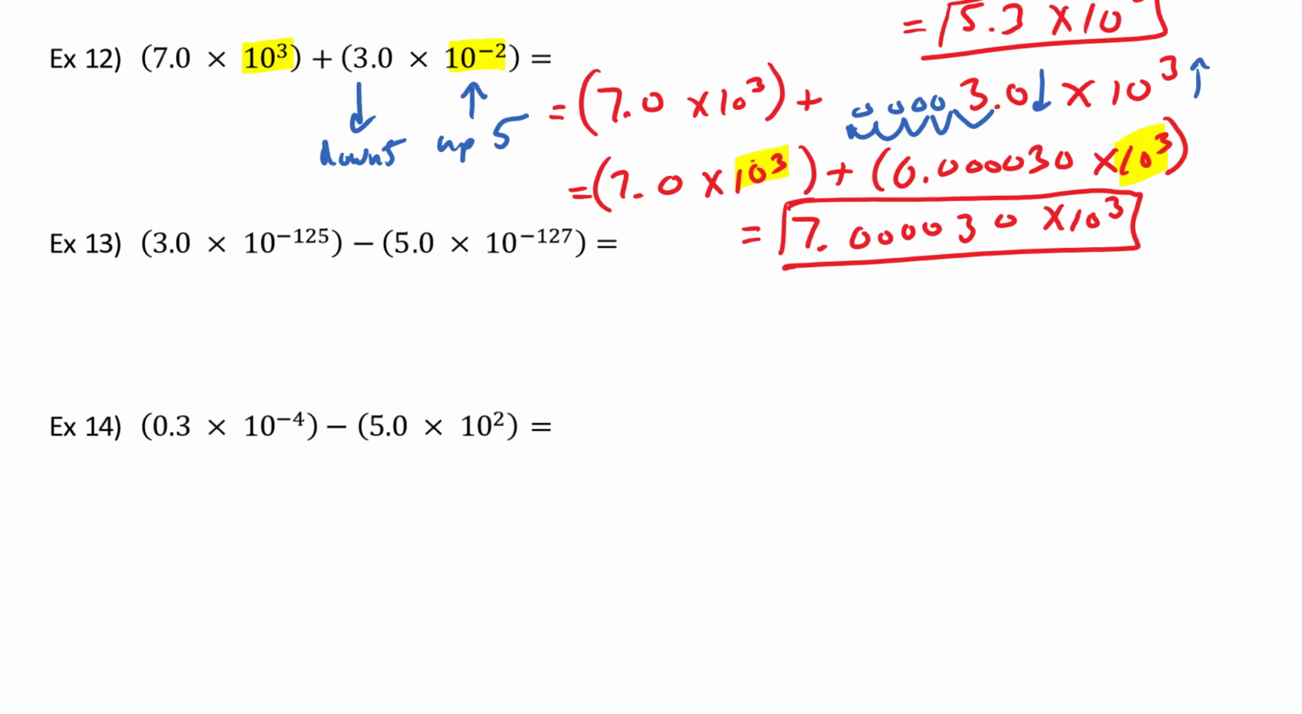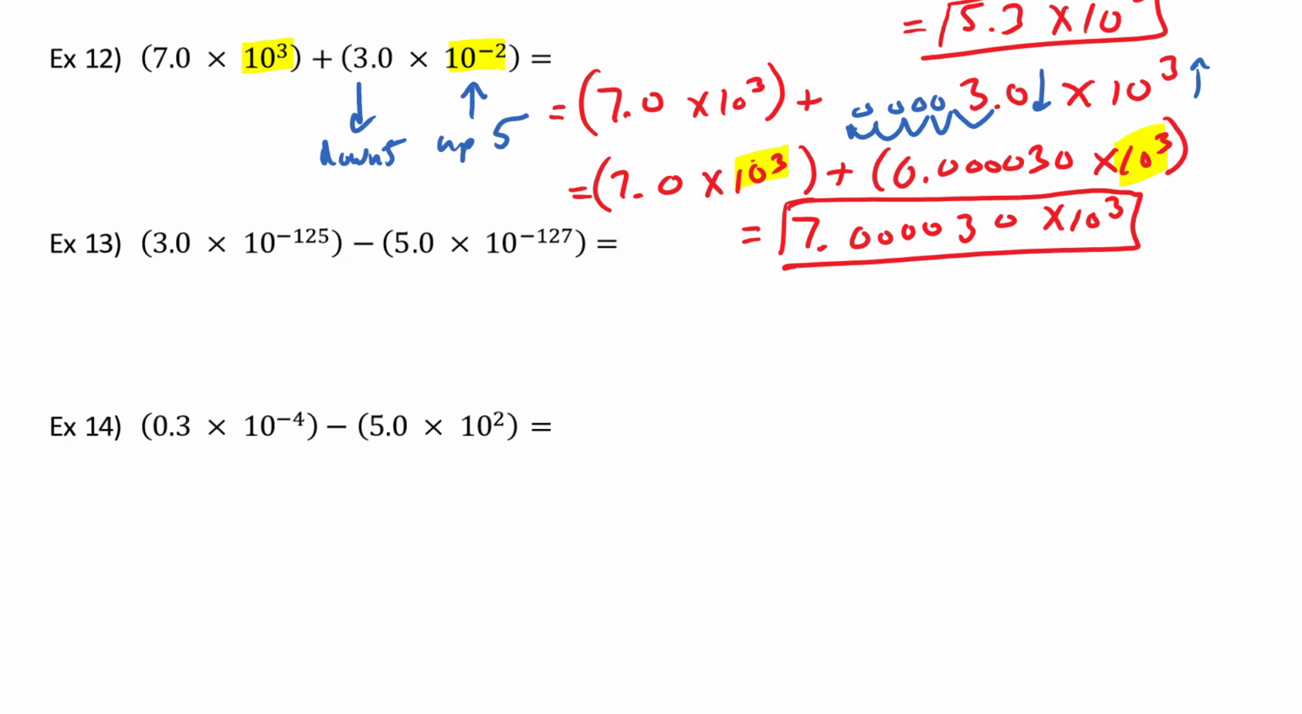Let's try 13. 13 is a challenge. With the other ones, when they're different exponents on that base of 10, you can actually use your calculator to sort of get around having to convert them over. But once those exponents get sufficiently large, either negative or positive, your calculator will no longer help you.